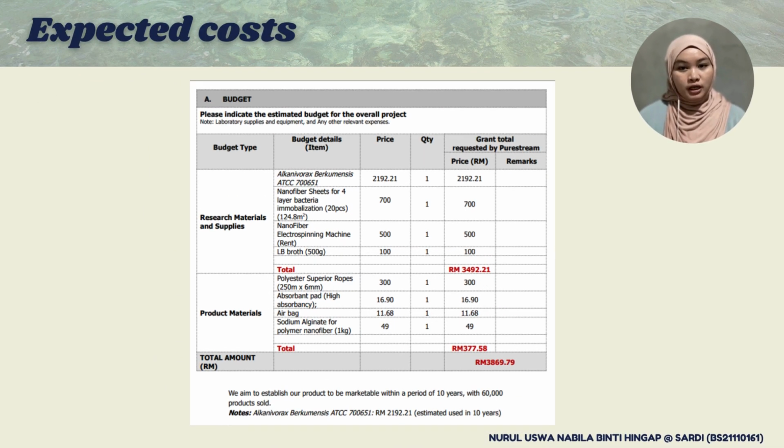Our budget comprises essential materials and supplies sourced from reliable sources, ensuring high quality throughout our production process. Each item has been carefully selected to meet our strict standards, and our budget prioritizes acquiring the Alcanivorax borkumensis, a premium bacterial strain for oil spill treatment. This strain has a lifespan of 10 years, and the final cost of our product is 3,869 ringgit and 79 cents.